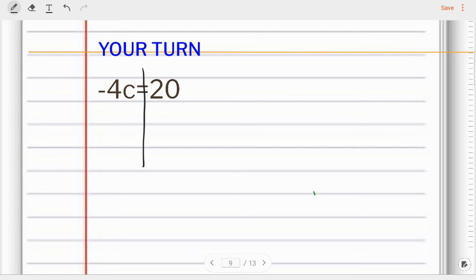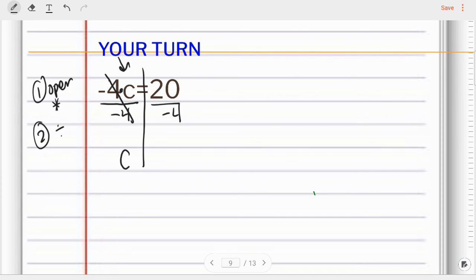All right, let's check it. Draw my balancing sign. Here's my variable. What's the operation? The operation is multiplication. How am I going to undo it? Division. I'm going to divide. What is it that I'm multiplying by? I'm multiplying by -4, so I've got to do that on both sides. Timesing by -4 and dividing by -4, they eliminate each other, and I'm left with C. 20 divided by -4 is -5.